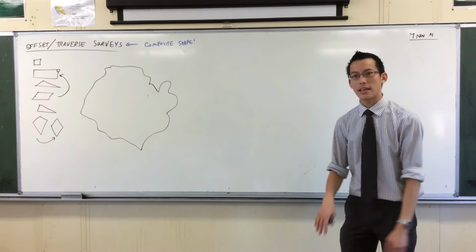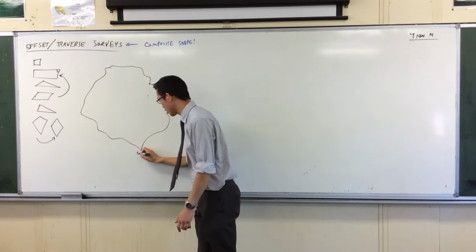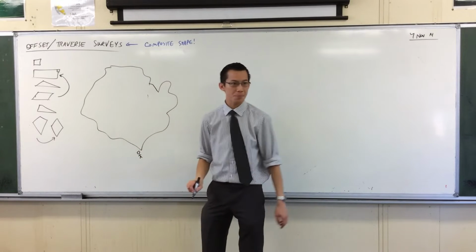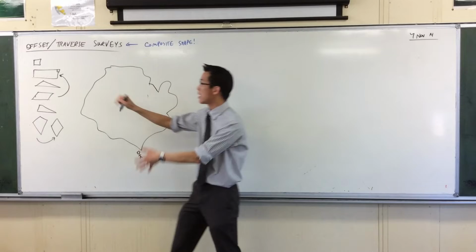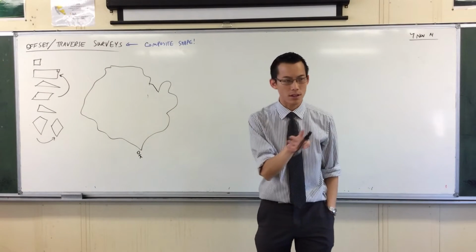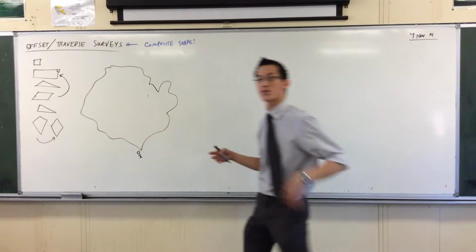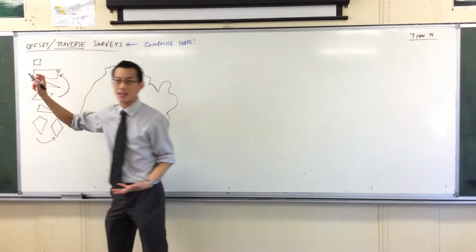Right? So here's the way we're going to approach it. We're going to take this space, and here's you starting in a corner, okay? And we're going to go into this space and build what's called an offset or a traverse survey, okay? Now, let's have a think about the name first, right? A traverse survey. Does anyone know what the word traverse means?